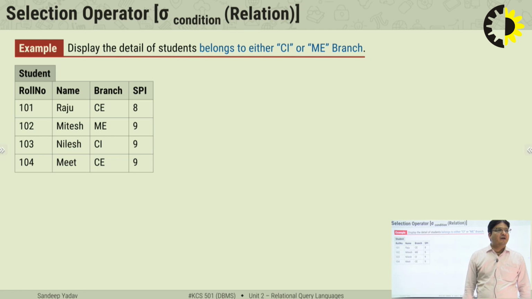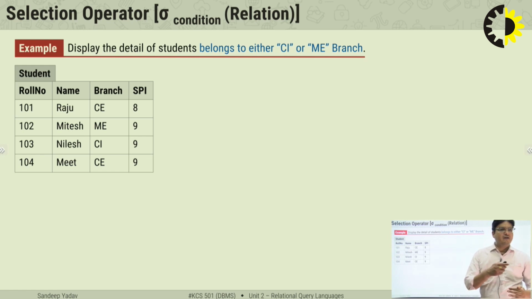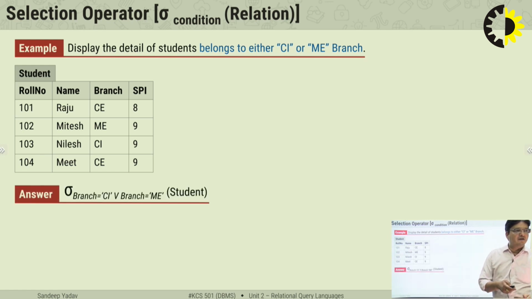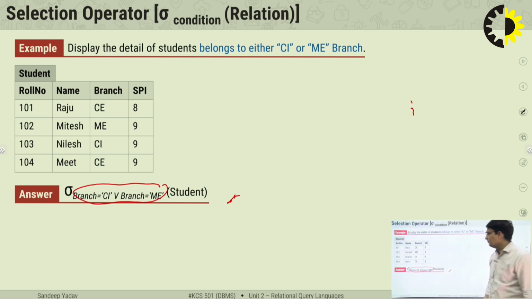Now again we need to see one more query, that is display the detail of the student who belong to either the CI or ME branch. Now again the table is specified, we need to write the query in relational algebra. How to write that query is, this is how the query is being written: branch equal to CI or branch equal to ME. This is how we can write.